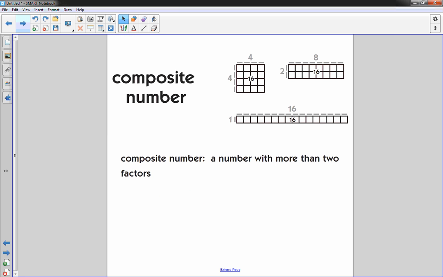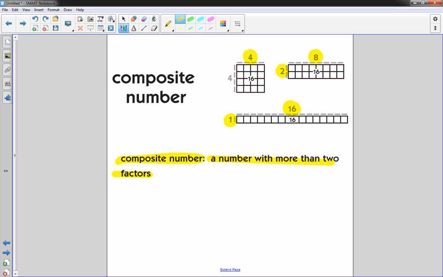So now we're going to talk about composite numbers. We just worked with the number 16, and a composite number, right here, highlighted for you, is a number with more than 2 factors. So the factors for 16 again are 1, 2, 4, 8, and 16. So 16 has more than 2 factors, so it is a composite number.